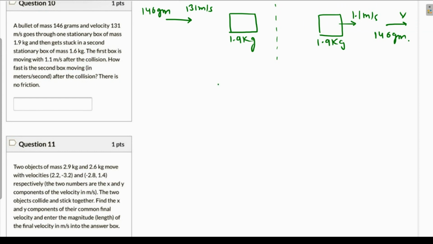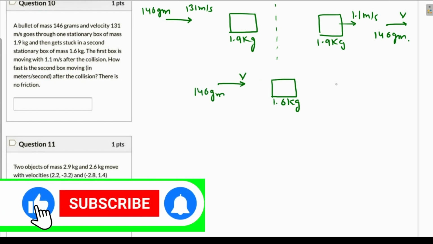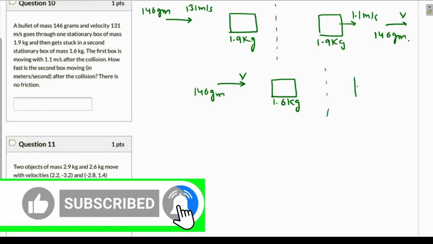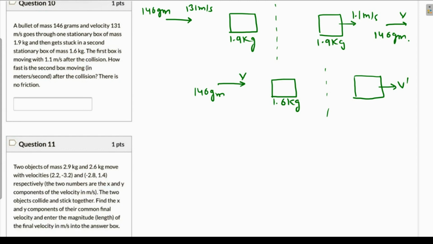After that, the bullet keeps on going and then collides with a second block of mass 1.6 kilograms. The bullet embeds into this big block, and they both now start moving as a single unit with some velocity v dash. So what do we have to find? We need to find out how fast the second block is moving after the collision.